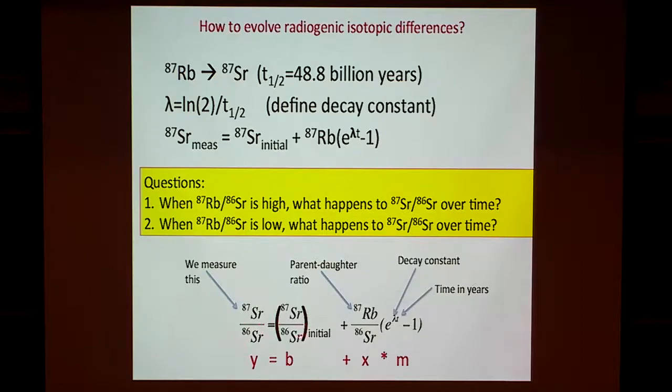So we now have an equation where we have the 87/86 strontium that we can measure in the laboratory. It's equal to the 87/86 strontium ratio initially in your system plus the 87 rubidium/86 strontium ratio that we can measure, times e to the decay constant times t, minus 1. Real quick, the form of the equation here is just a line: y equals the y-intercept plus x times the slope.